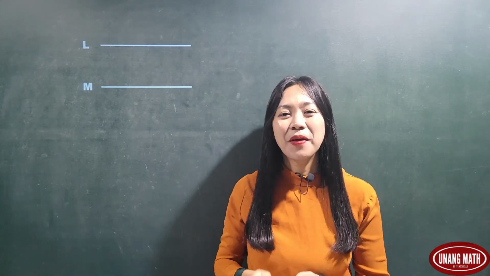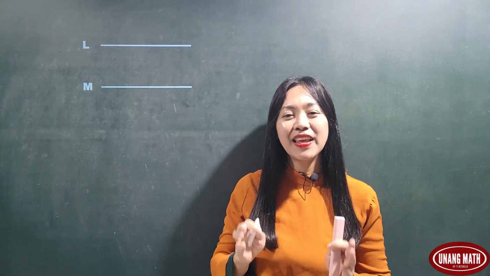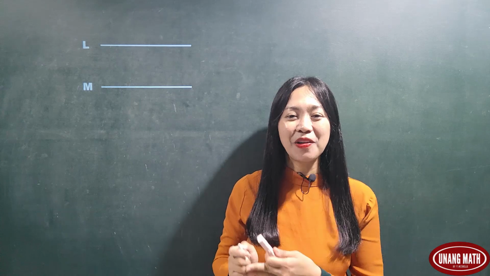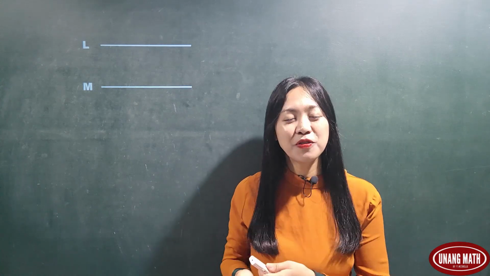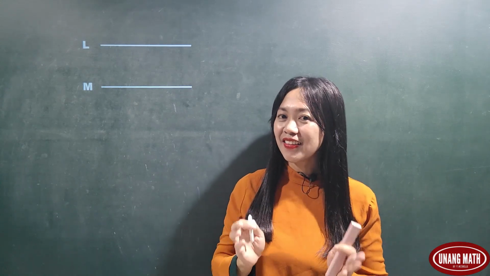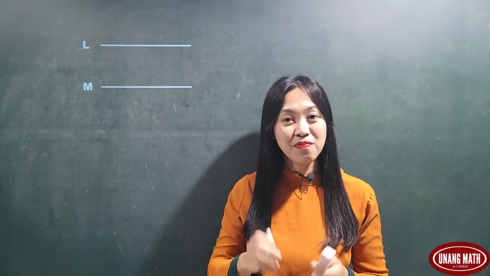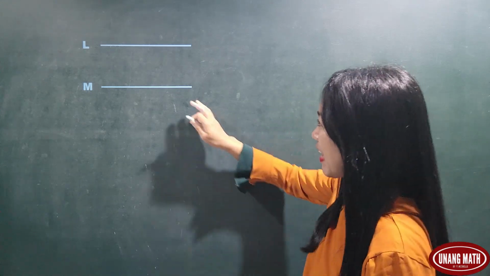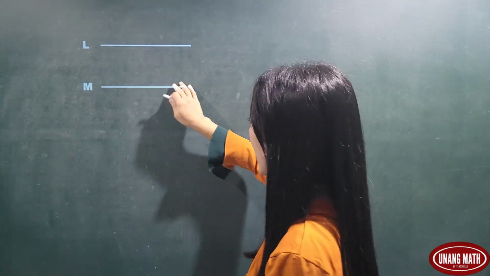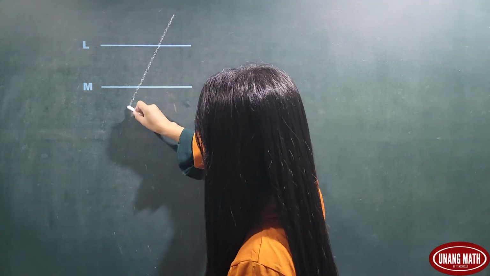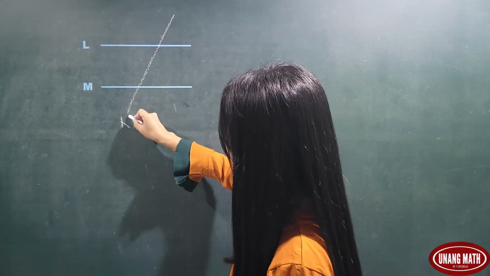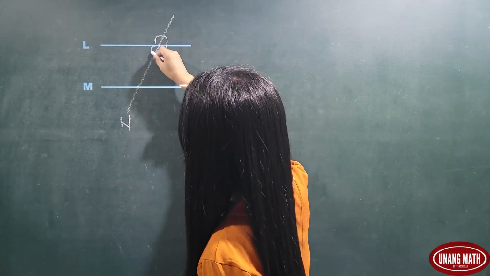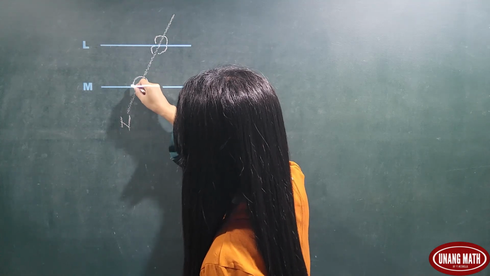Okay, in this case, we will use the property of parallel lines to tell whether two lines are parallel or not. If the corresponding angles and alternate interior angles are equal in measure, then the two lines are parallel lines. Okay, let's give an example. Line L and line M are intersected by this transversal line N. So there are four angles formed here and another four angles here.